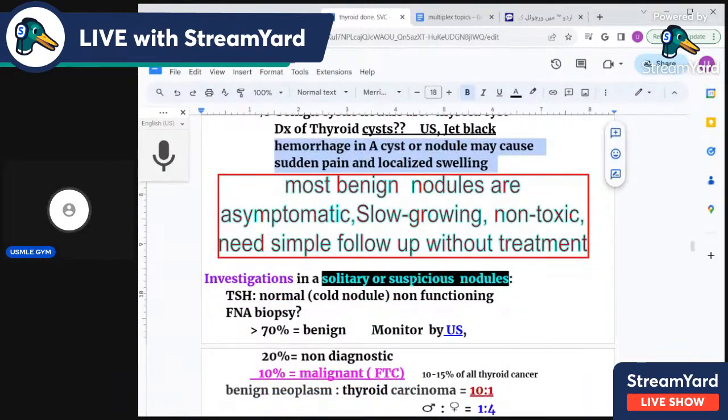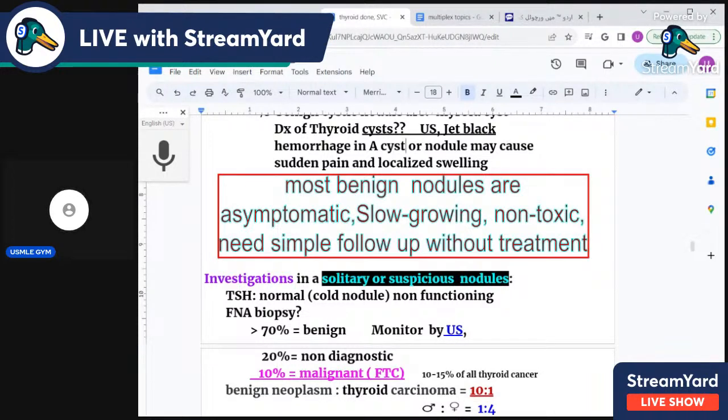So, what about the clinical features of a benign cyst? Most benign nodules are asymptomatic, slow growing, non toxic, and need simple follow up without treatment. So, the benign nodules are non toxic, asymptomatic. They are slow growing. Fast growing may be malignant or a suspicious nodule, and they need simple follow up without any treatment.